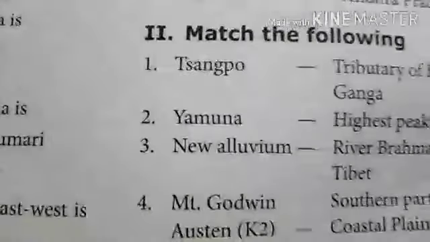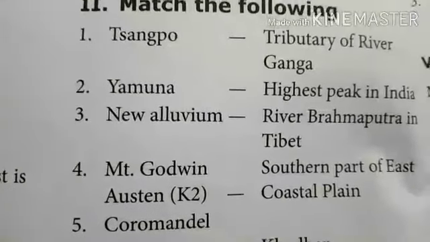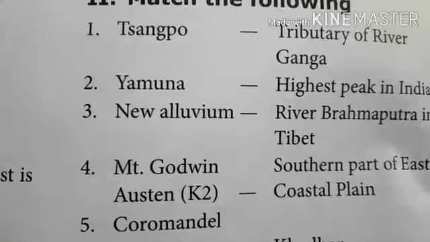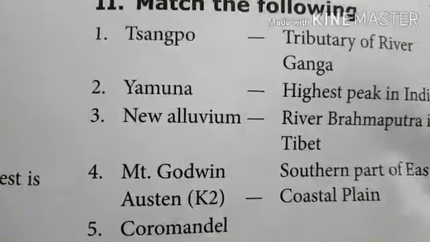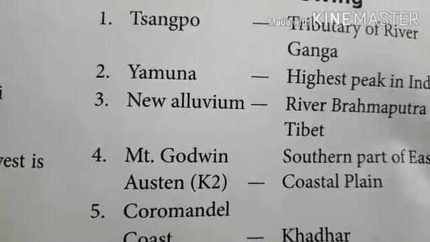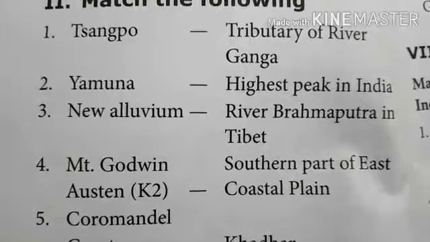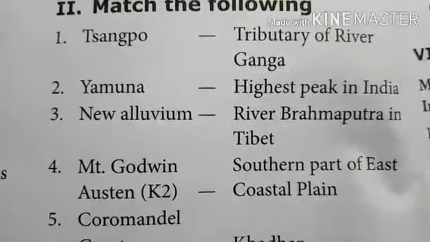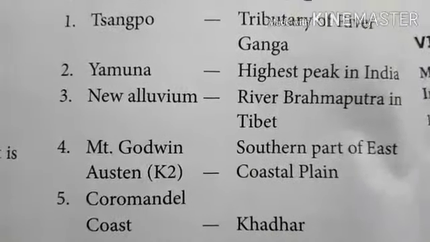Match the following: Sangpo, Yamuna, New Alluvium, Mount Godwin Austen or Mount K2, which has two names, and Coromandel Coast. With: tributary of River Ganga, highest peak in India, River Brahmaputra in Tibet, southern part of East coastal plain, Khadar.